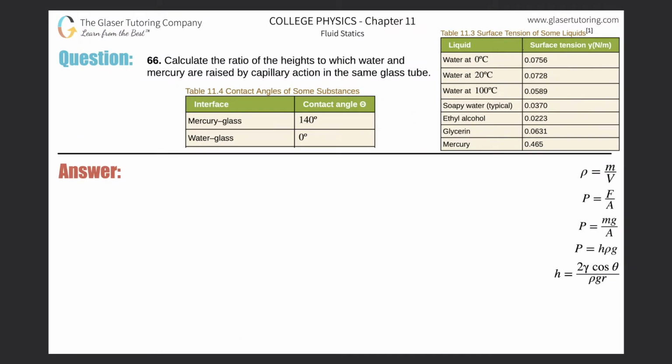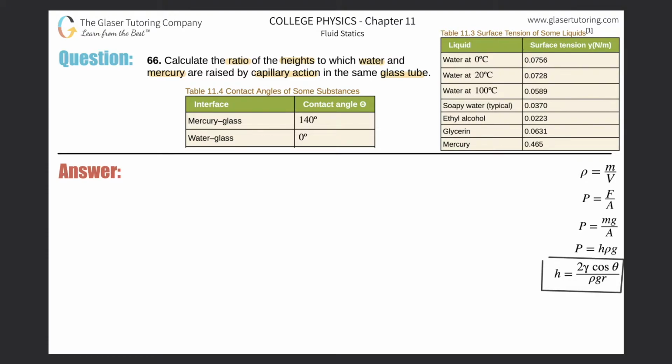Number 66. Calculate the ratio of the heights to which water and mercury are raised by capillary action in the same glass tube. All right, so they're talking about heights and capillary action. We need to know the formula that relates height to forces of capillary action, and that's going to be the formula over here on the right-hand side.